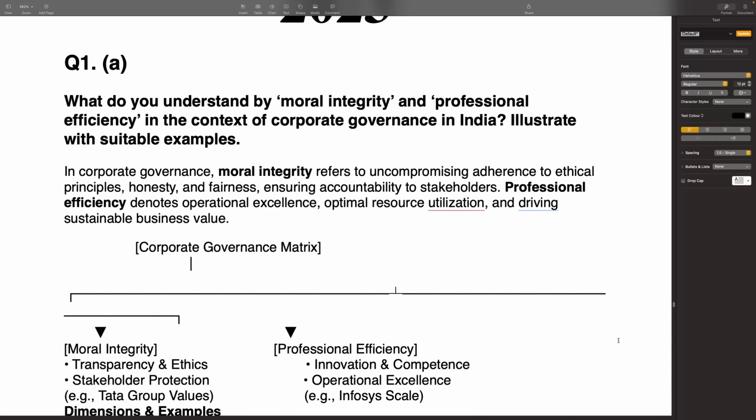Question one. What do you understand by moral integrity and professional efficiency in the context of corporate governance in India? Illustrate with suitable examples. In corporate governance, moral integrity refers to uncompromising adherence to ethical principles, honesty and fairness, ensuring accountability to stakeholders. Professional efficiency denotes operational excellence, optimal resource utilization, and driving sustainable business value.